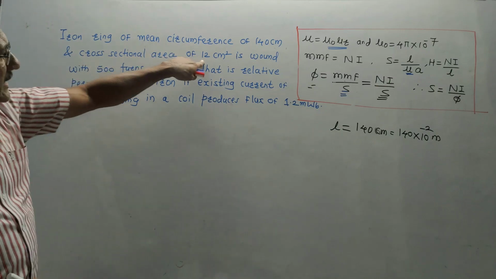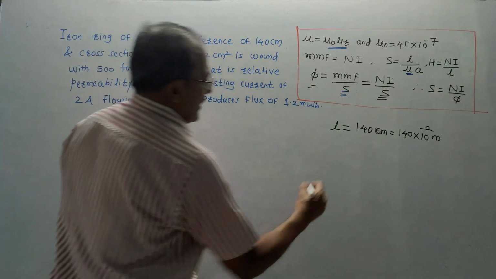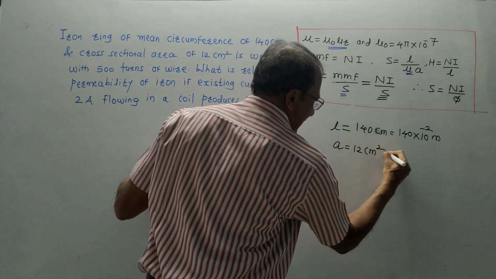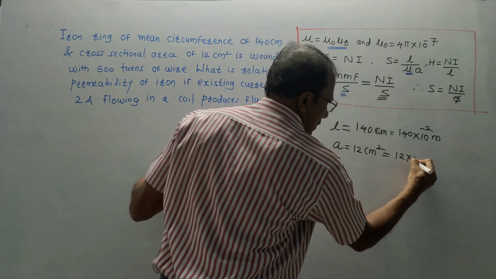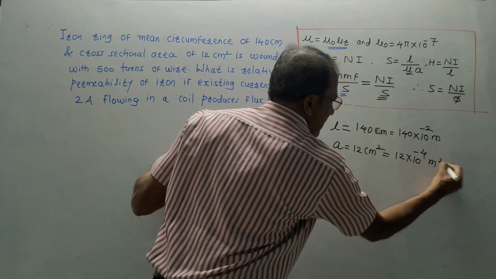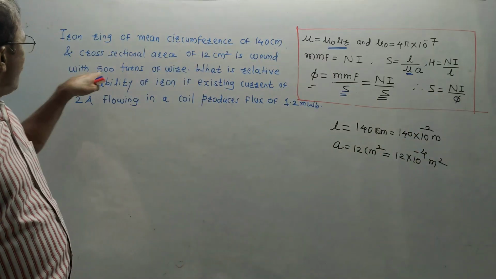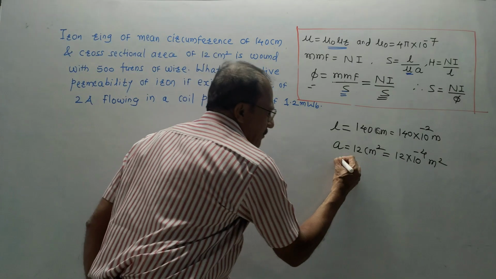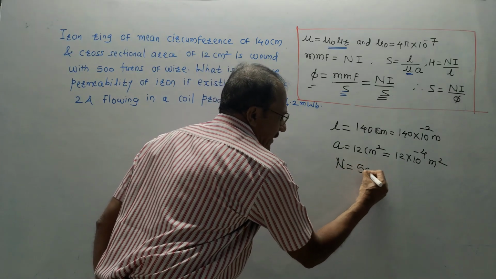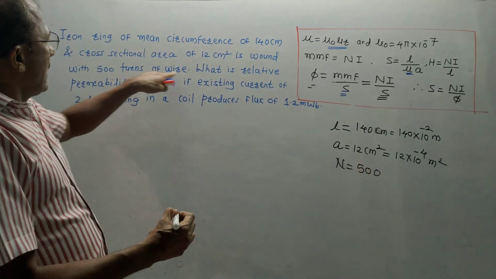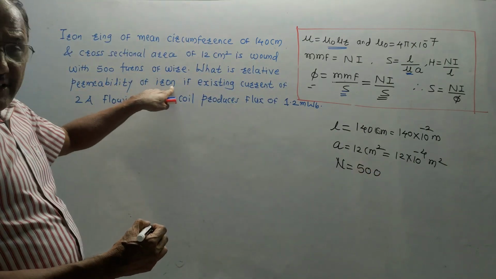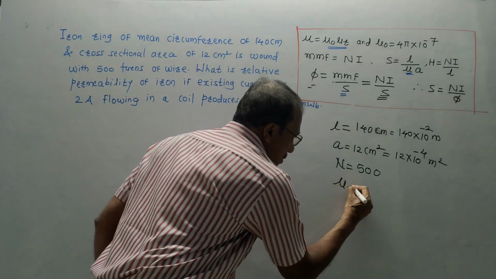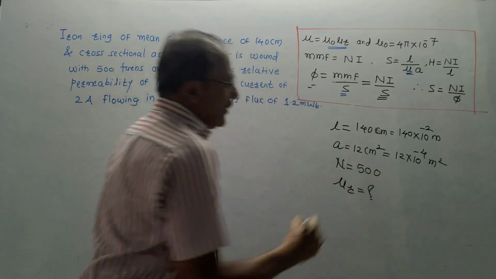Then a cross-sectional area of 12 centimeters square. Cross-sectional area is small a, it is 12 centimeters square. Like the previous sum, it is 12 into 10 raised to minus 4 meters square. Is wound with 500 turns of wire. So number of turns are capital N, so N is 500. What is the relative permeability of iron? Relative permeability is denoted by mu r. So it is asked to calculate mu r.